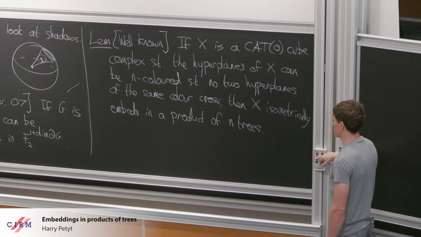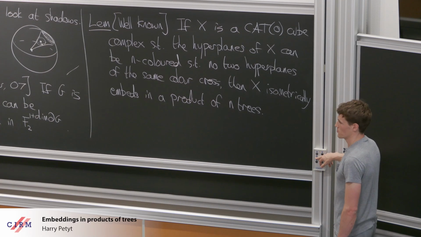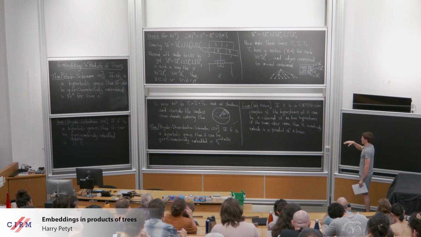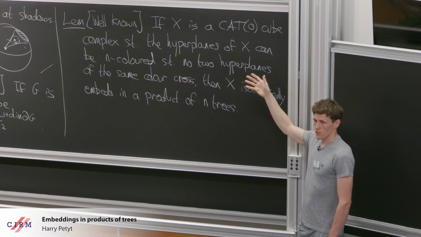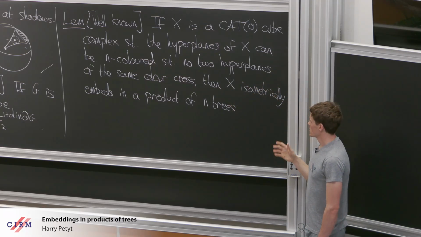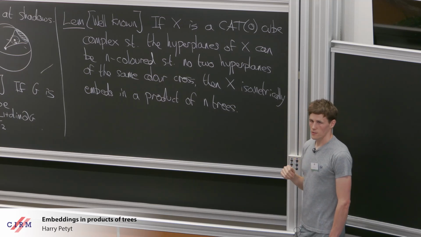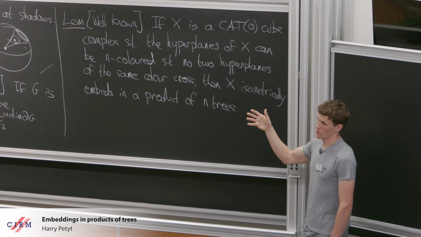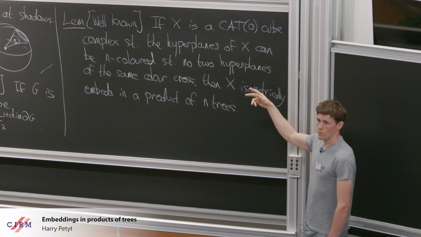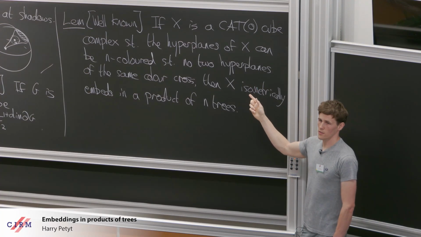I was originally going to give the argument for this because it's not so long, but in the interest of time I won't write it. Maybe I'll say it. The point is you've got your cube complex and you've colored the hyperplanes. Look at the hyperplanes of one color and consider just those hyperplanes on X. You've got a wall space, the cube complex X with a set of walls. With that wall space, you can do Sageev's construction and you get a dual cube complex. And because none of those hyperplanes crossed, that dual cube complex is a tree.